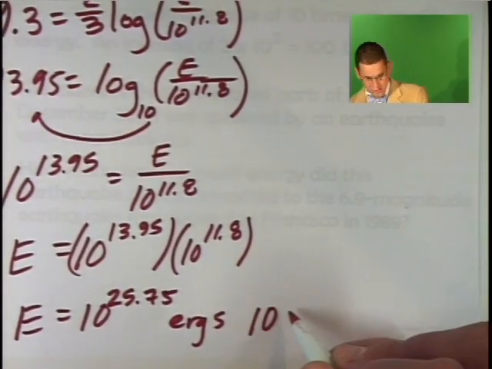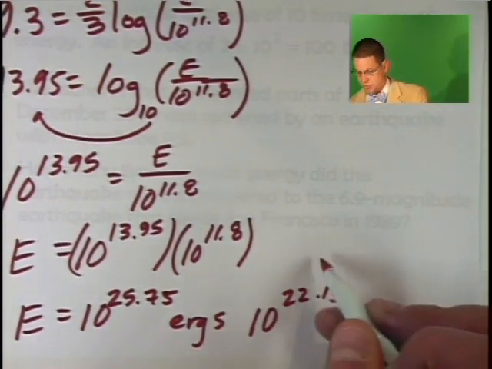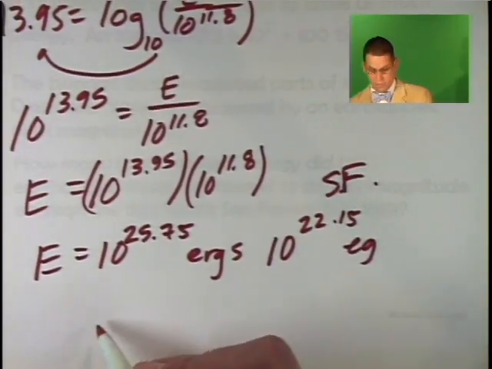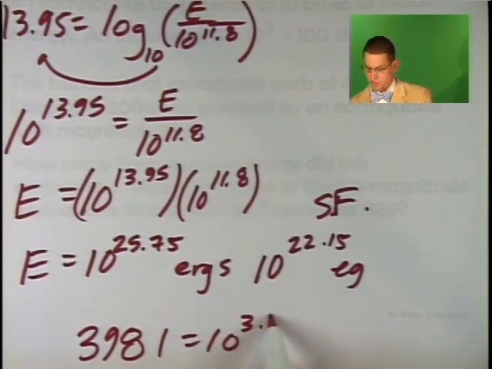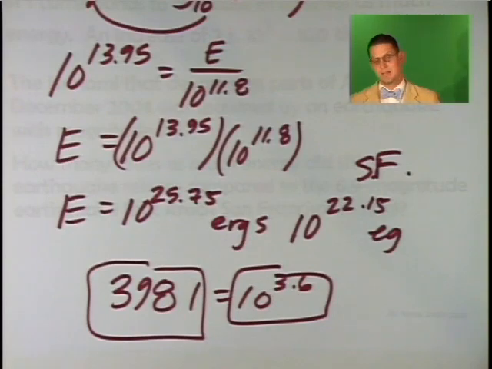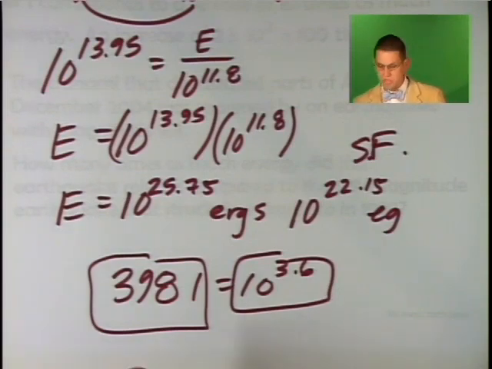If we do the same thing for the San Francisco earthquake, we'll see that it only registered 10 to the 22.15 ergs. So if I divide these out, it's essentially subtracting their exponents. You get 3981, which actually ends up being the difference, 10 to the 3.6 power. So this number right here is what we're looking at. That means that the Asian earthquake that caused so much devastation with the tsunami was almost 4,000 times stronger than the earthquake that shook San Francisco in '89, which was pretty devastating in itself.